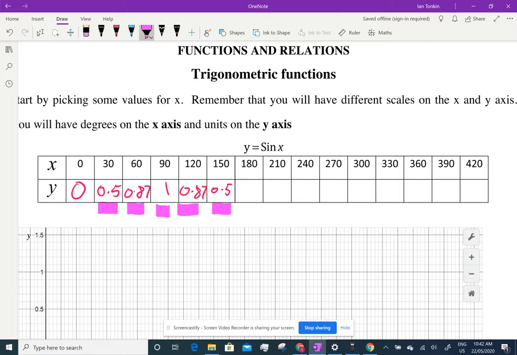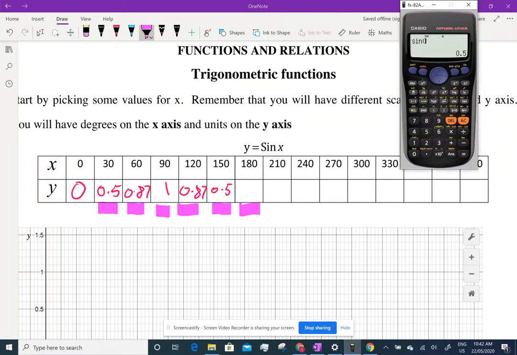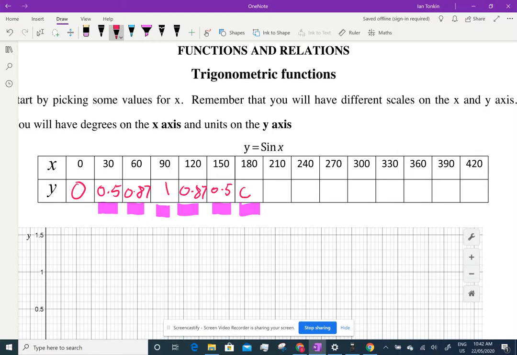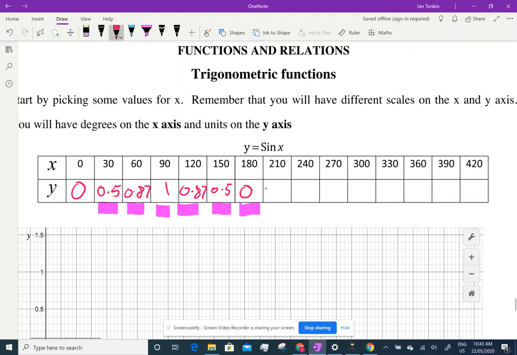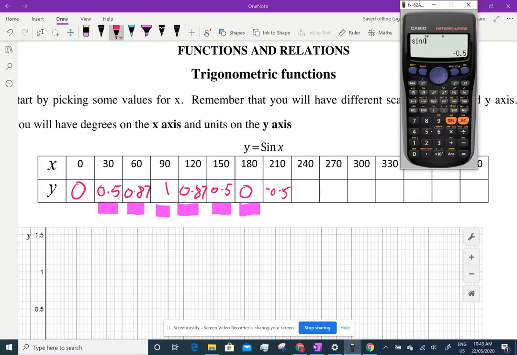Well, let's make a prediction about what that will be. You think about that, and I'm going to do it now. Sine 180, and it's 0. And look at the very first one. So it's like we've gone up the hill and come back down the hill. Let's see what happens when we do sine 210. Oh, it's 0.5, but it's a negative. Negative 0.5. Sine 240. Oh, negative 0.87.